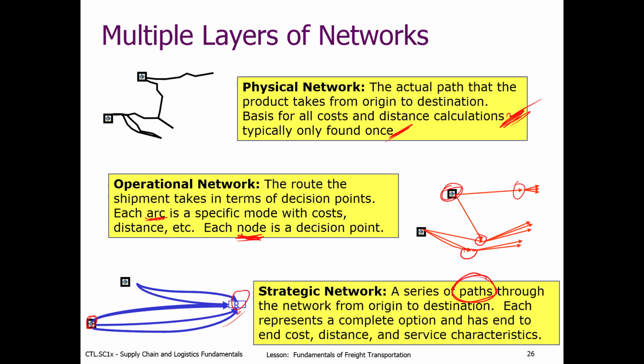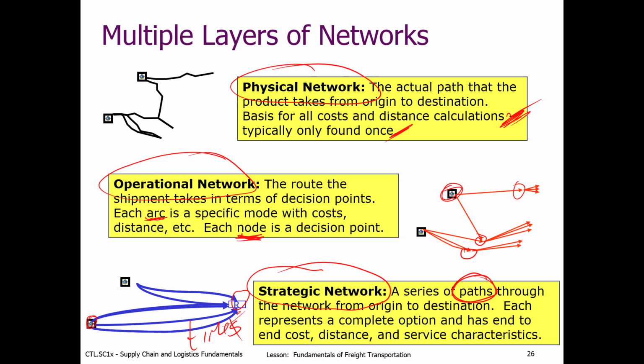And so why do I have these different networks? Well, it's because different people use different representations. If I'm a planner, I'm going to use this strategic network because I've got to decide overall which path to do. All I care about is the cost and maybe the time. And so this path representation really fits my needs. If I'm a carrier, I'm probably operating in the operational network because I need to make a decision at each of these nodes. I want to set up my network so I have options. And then if I'm executing, I'm actually in the physical network because I'm actually there on the ground.